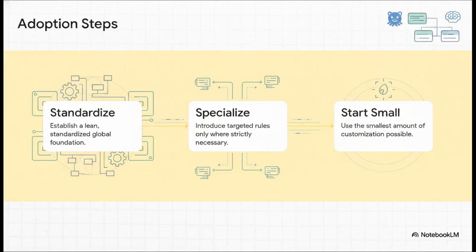We're going to roll this out systematically. Step 1, establish a lean, standardized global foundation. Step 2, introduce targeted, path-specific rules only where they are strictly necessary. And Step 3, start with the absolute smallest amount of customization that consistently improves Copilot's output. Don't over-engineer it right out of the gate.